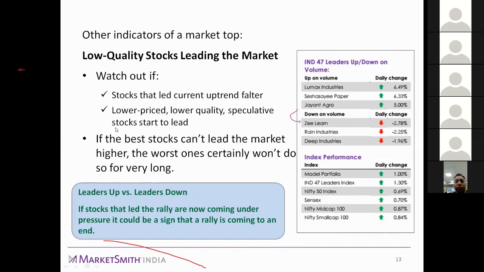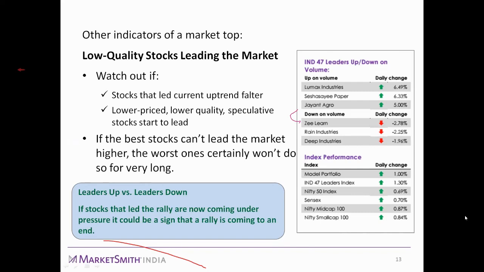As I was mentioning, people take positions in stocks which are not the market leaders, which are not at all the best performing stocks, but just based on herding behavior, they go with the crowd. We should be avoiding these kinds of things, because this is again a clear-cut indicator of a market top.